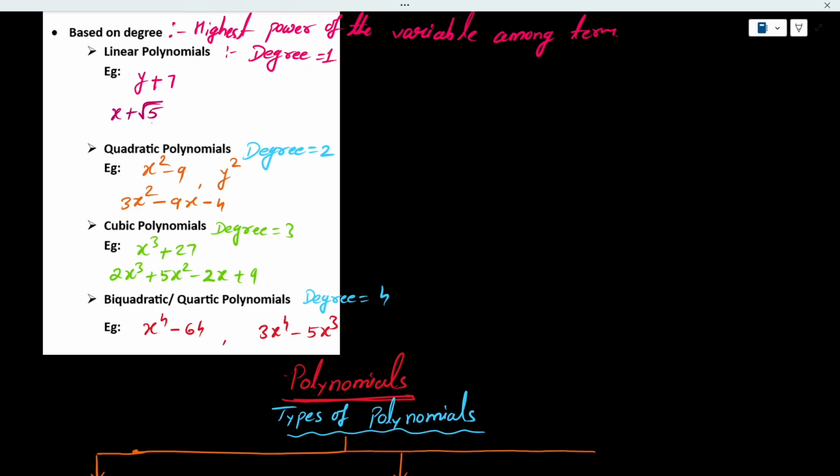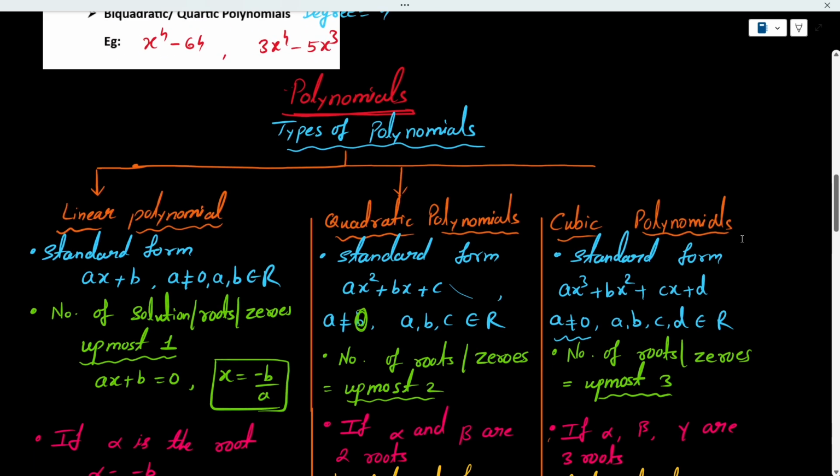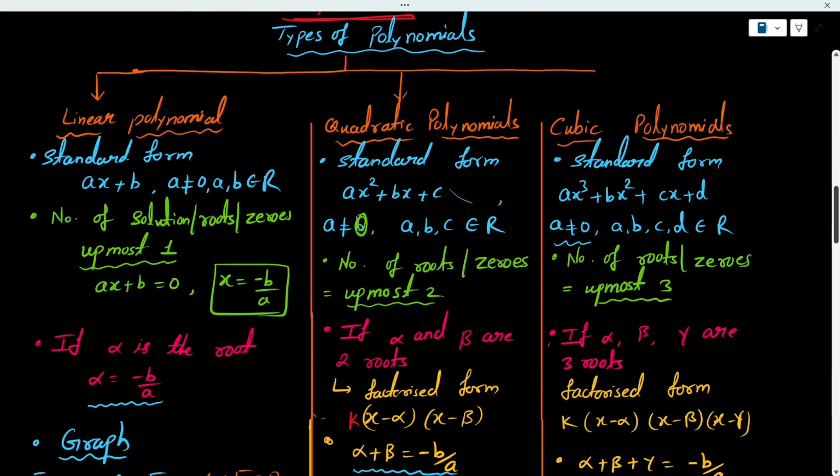So how many zeros are there here? The number of zeros or roots or solutions is going to be at most equal to the degree of the polynomial. So you need to remember. Now in grade 10, you will see that linear polynomial and quadratic polynomial are the main thing, but for the cubic polynomial, graph-based questions, sometimes multiple choice questions can come.